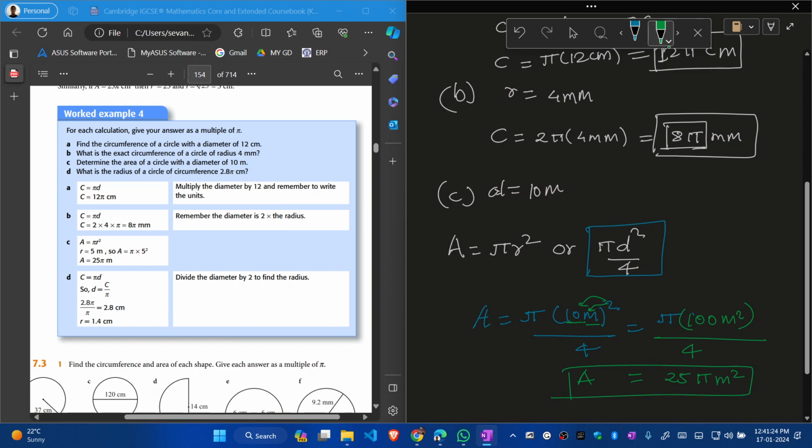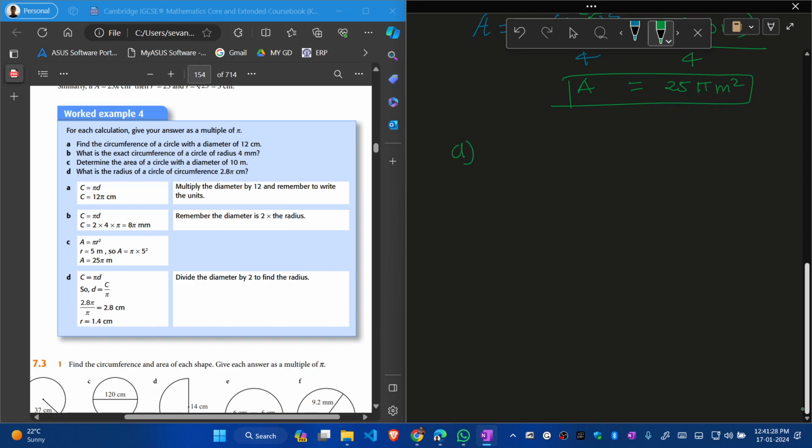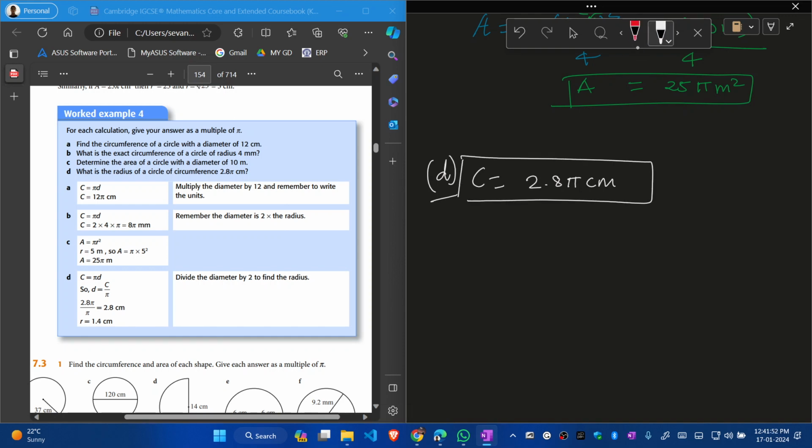Okay. D part will also be very simple. So in D part, if you look right here, what do we have? The circumference is given, 2.85 centimeters, not the radius. Can you read this part again? D part.